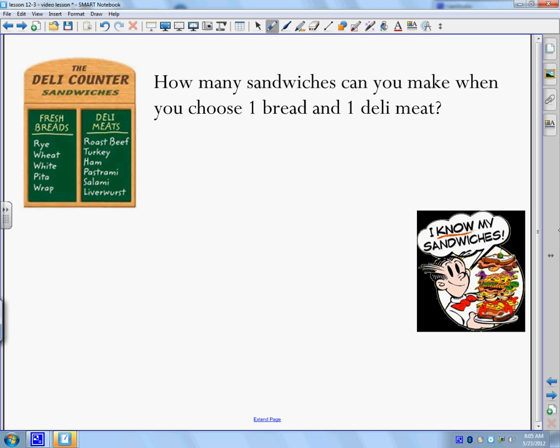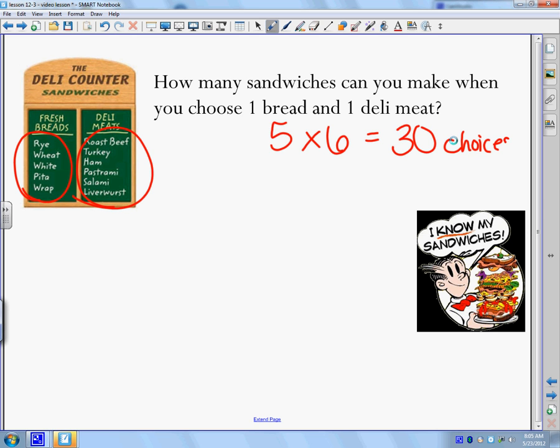So here's a really easy example. How many sandwiches can you make when you choose 1 bread and 1 deli meat from the deli counter? So you look at your breads, and you have 5 breads, and you have 6 meats. So you do 5 times 6, and you get 30 choices, or 30 different sandwiches. Now, if they asked me to write them all out, that would be a tree diagram. But here they just said, how many can you choose?